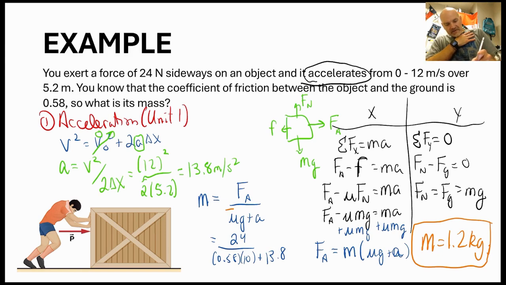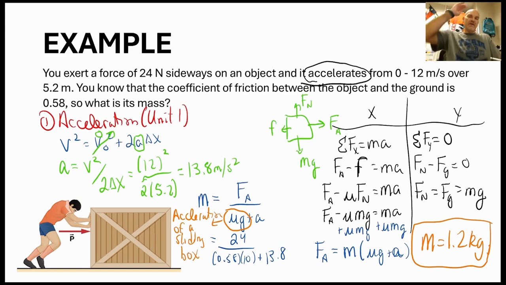And I do want to point out, you see this mu g? That's the acceleration of a sliding object. So if we just push the box, our acceleration would be simply mu g. In fact, if we have a sliding car, if I jam on the brakes and my car becomes a sliding object, my acceleration would be negative mu g because I'm slowing down.